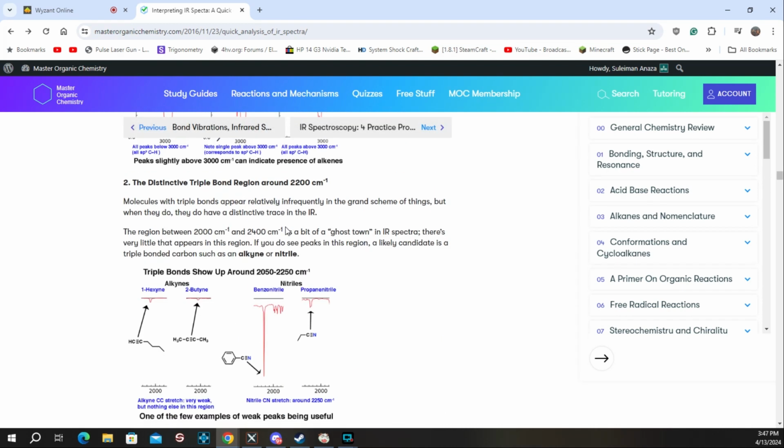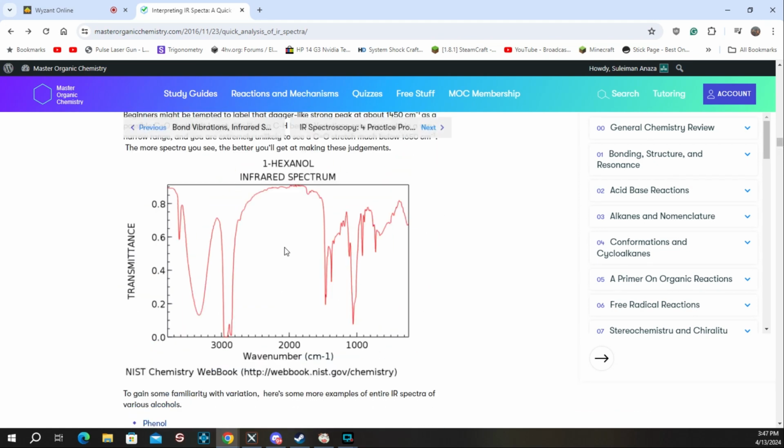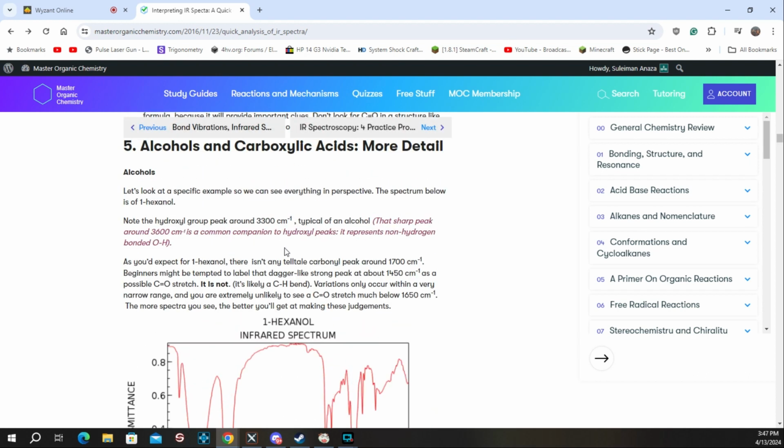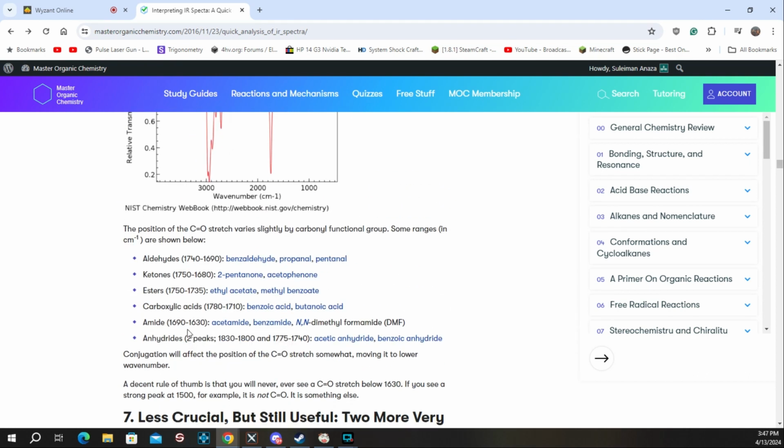So when I say we're stepping it out, you look for alcohol and carboxylic acid, you look for these functional groups because they're the easiest to determine.